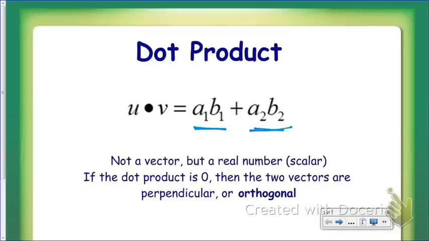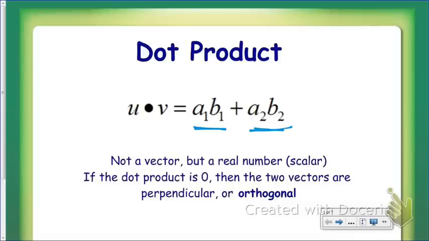There is one other application of the dot product. If that dot product works out to be 0, that tells us more about the vectors. If the dot product is 0, that means those two vectors are perpendicular. Another word you'll hear for perpendicular when it talks about vectors is orthogonal. So we can determine if two vectors are orthogonal by looking at the dot product.